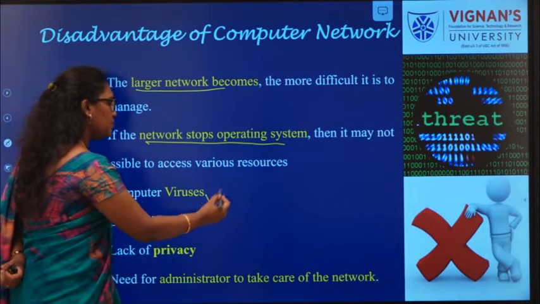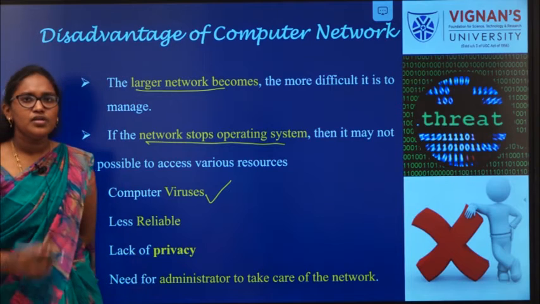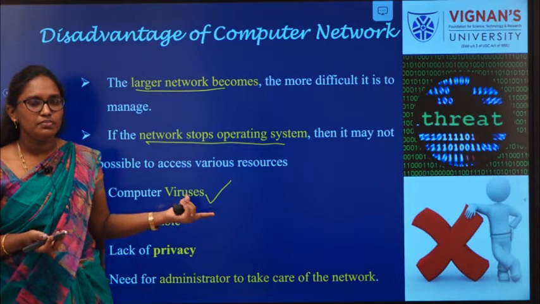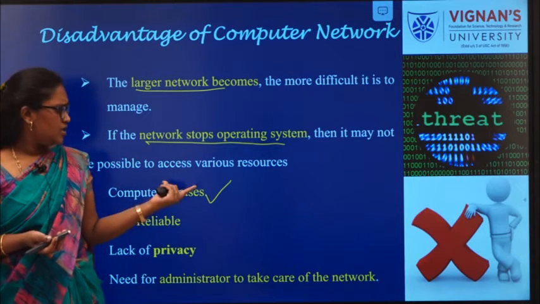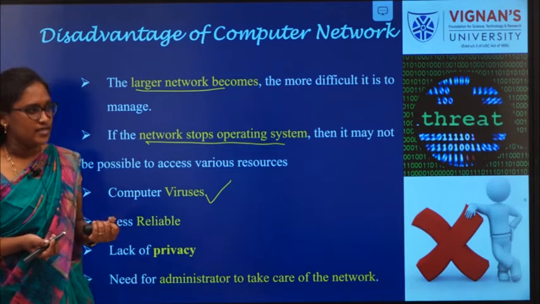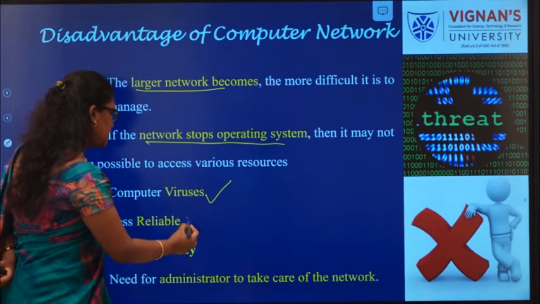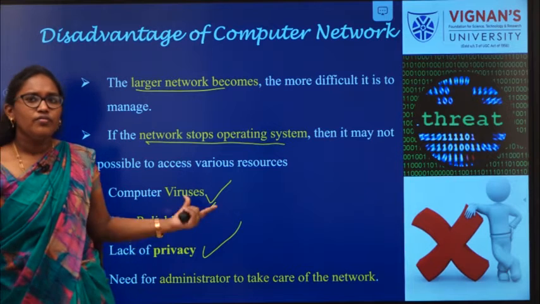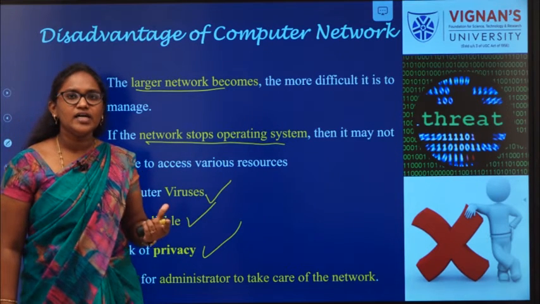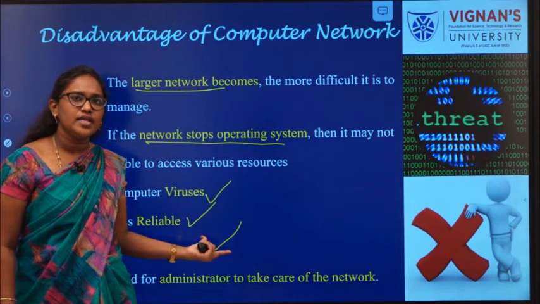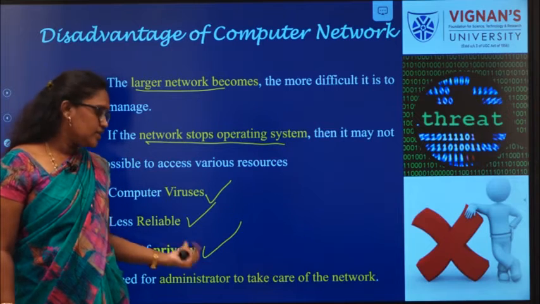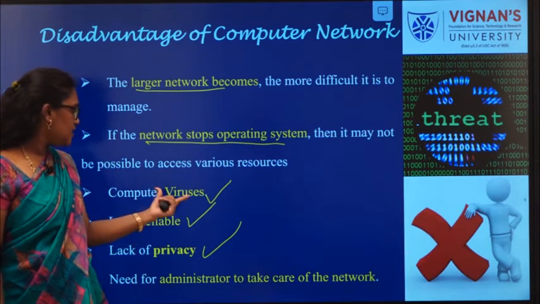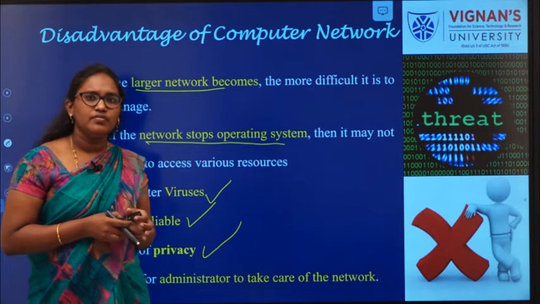Next one is computer viruses. Whenever you are working with a bulk number of networks, there is a threat of a virus. It is less reliable, lack of privacy. So when you are sharing the data in a network, obviously it will have a threat of privacy, as well as a threat of viruses.